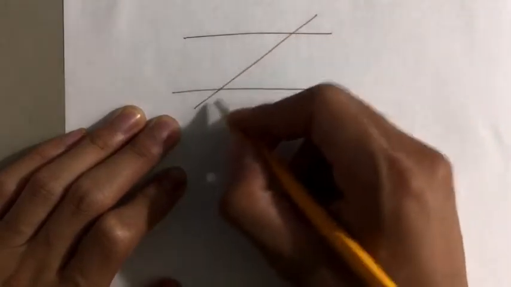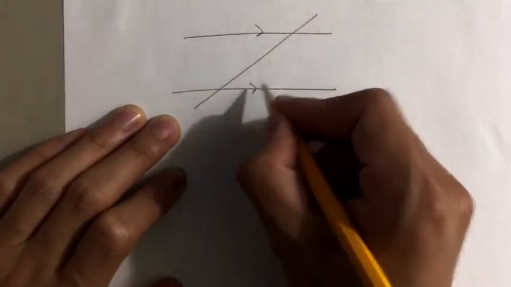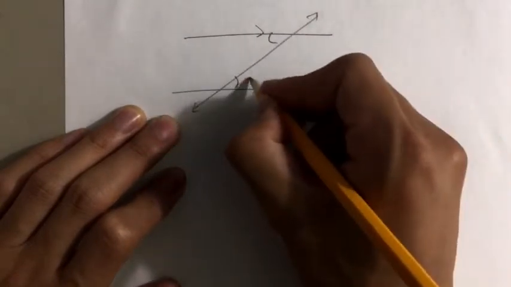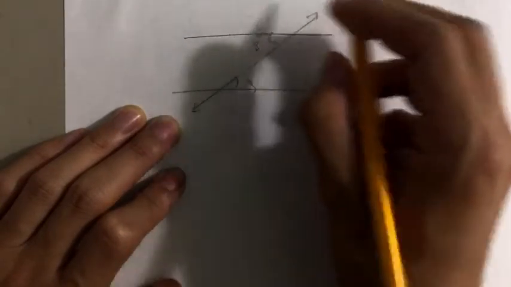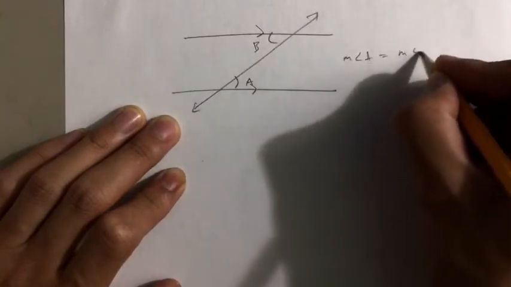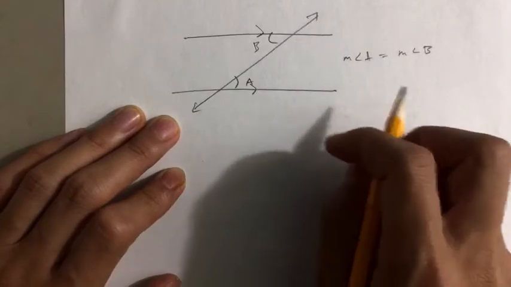What are alternate interior angles? Well, if we slice a line through these parallel lines here, the angle formed here and here, those are going to be equivalent. They're going to equal each other. So the measure of angle A is equal to the measure of angle B. So just remember that. So now we're moving on to bigger and better things.